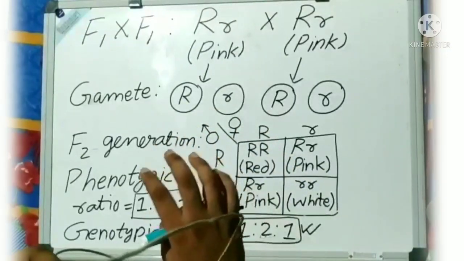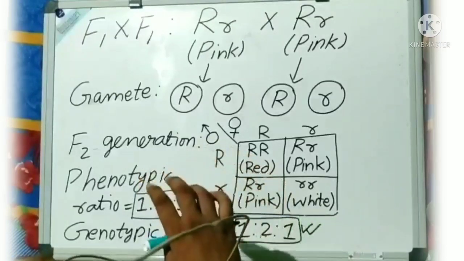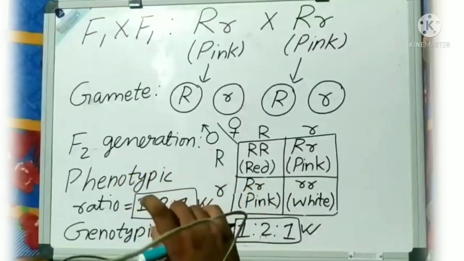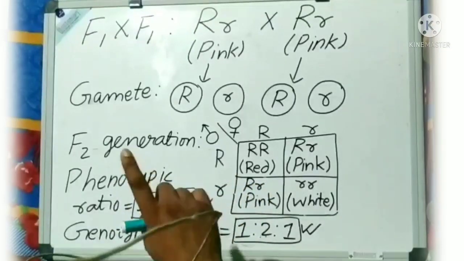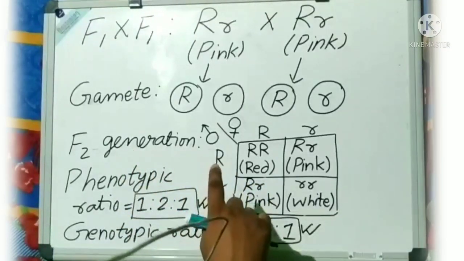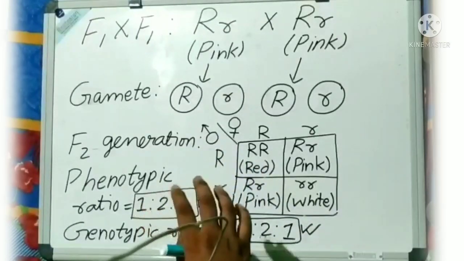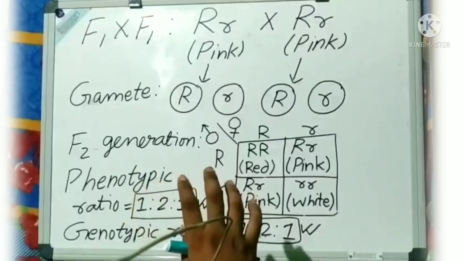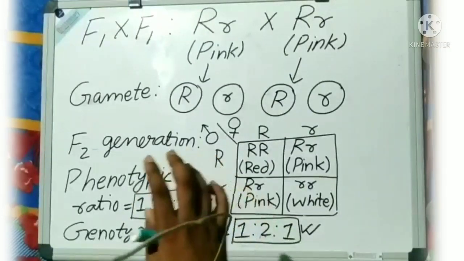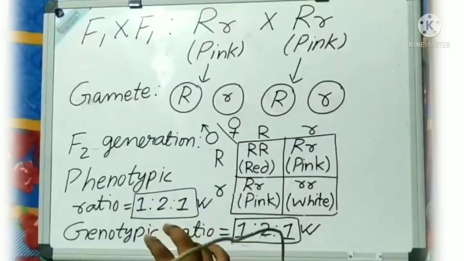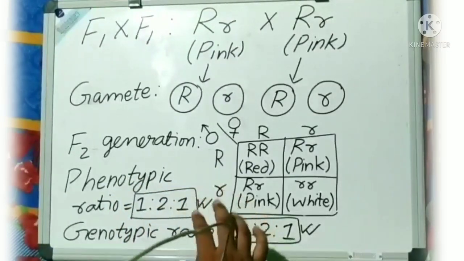Who reported it for the very first time? Karl Correns. It was the name of the scientist who found incomplete dominance in these two plants. And one more thing, don't you think that this was a deviation from Mendel's laws? So here this is completed.